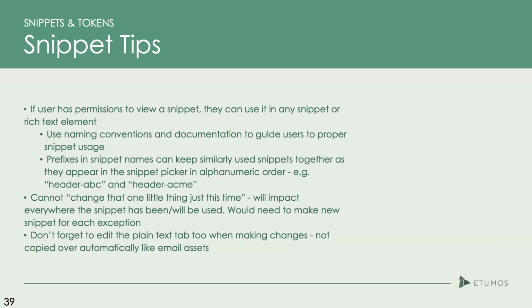While it's likely to come up on occasion, one cannot change that one little thing just this time in a snippet. A change to the snippet will impact everywhere the snippet has been and will be used. You'd have to make a new snippet for each exception, and that may not be sustainable. When you do make changes to a snippet, don't forget to edit the plain text tab too. Unlike an email asset, it doesn't automatically copy over to the plain text.